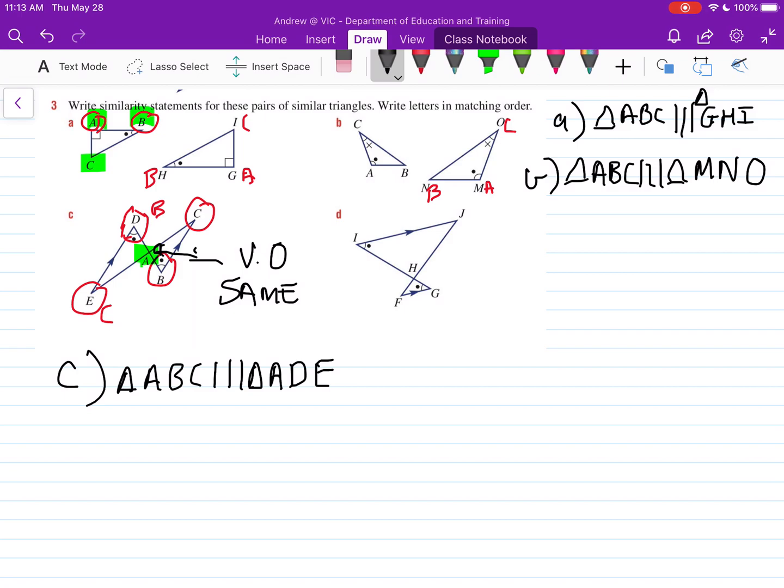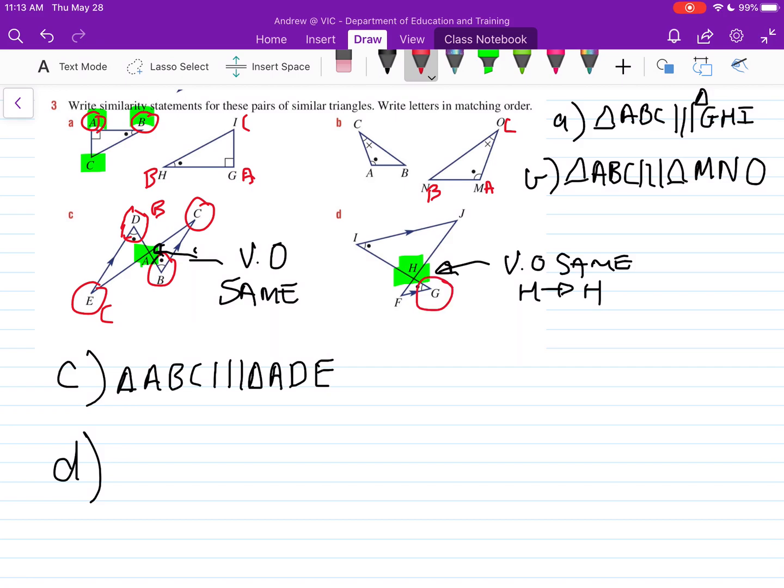Now, finally, we'll look at D here. So, yet again, we know our H, these are vertically opposite again. Okay? So these are going to be the same. So, essentially, H is going to correspond to H. Okay? Now we just need to work out the other two. We've got the dot on this G here. So this is going to correspond to this one with the dot there. Okay, so this one's going to be G, which makes this one correspond with this, where J is going to correspond with F.